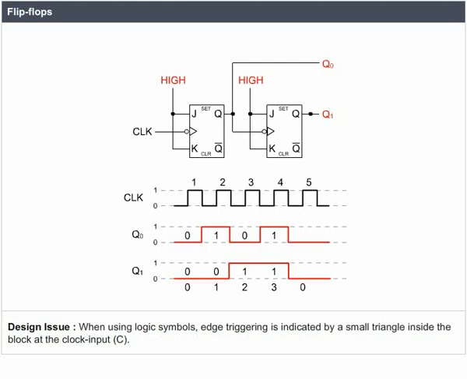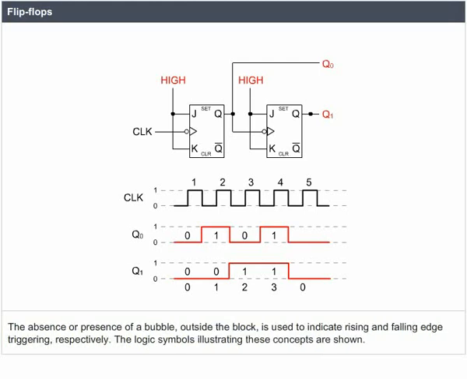Design issue. When using logic symbols, edge triggering is indicated by a small triangle inside the block at the clock input C. The absence or presence of a bubble outside the block is used to indicate rising and falling edge triggering, respectively. The logic symbols illustrating these concepts are shown.